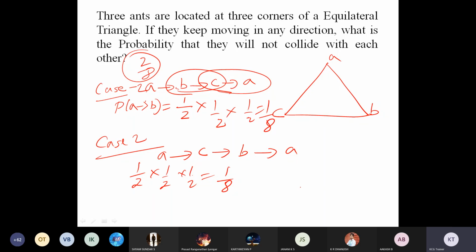Why? If in case 1 A is going towards B, and in case 2 B is going towards A, then both A and B will collide. That means out of these two, only any one direction should be followed. Any one means 1 by 8 or 1 by 8, that gives you 1 by 4. All of you understood this? Is it clear? Yes, sir.